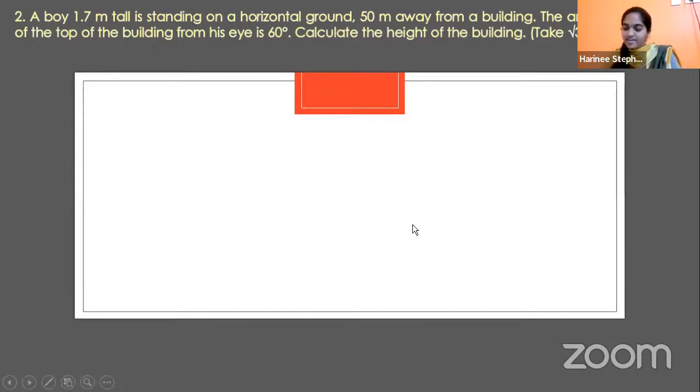Adit, you have replied the answer, but please check your answer. The boy is 1.7 meter tall. He is also on the ground and the building is also on the ground, and he is 50 meter away from the building. And the angle of elevation is 60 degree.